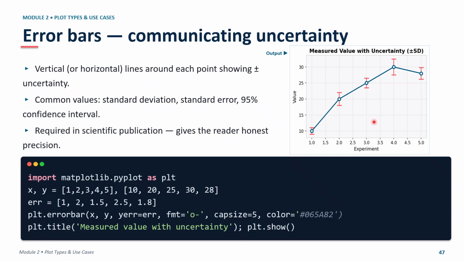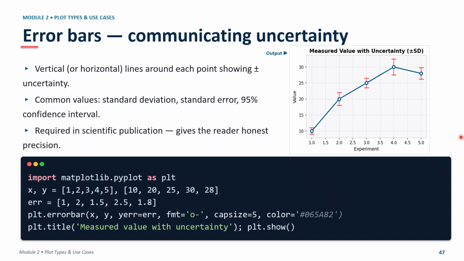So why do they matter? Every measurement has an uncertainty, right? A thermometer is accurate to plus or minus 0.5 degrees. A survey result has a margin of error, right? And an experiment has run-to-run variation. Without error bars, the chart shows the data as if it is perfectly precise, which is not true.